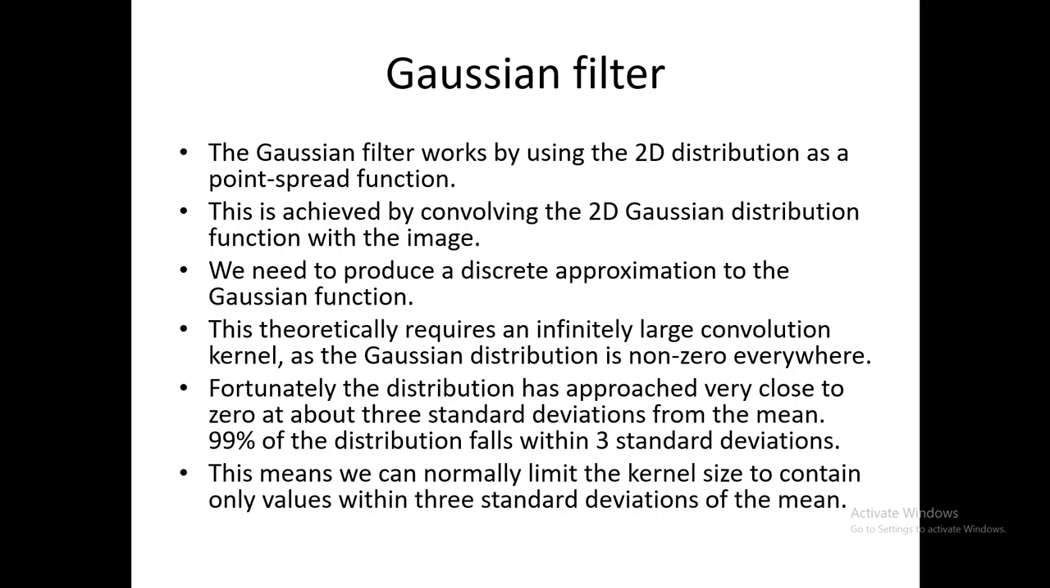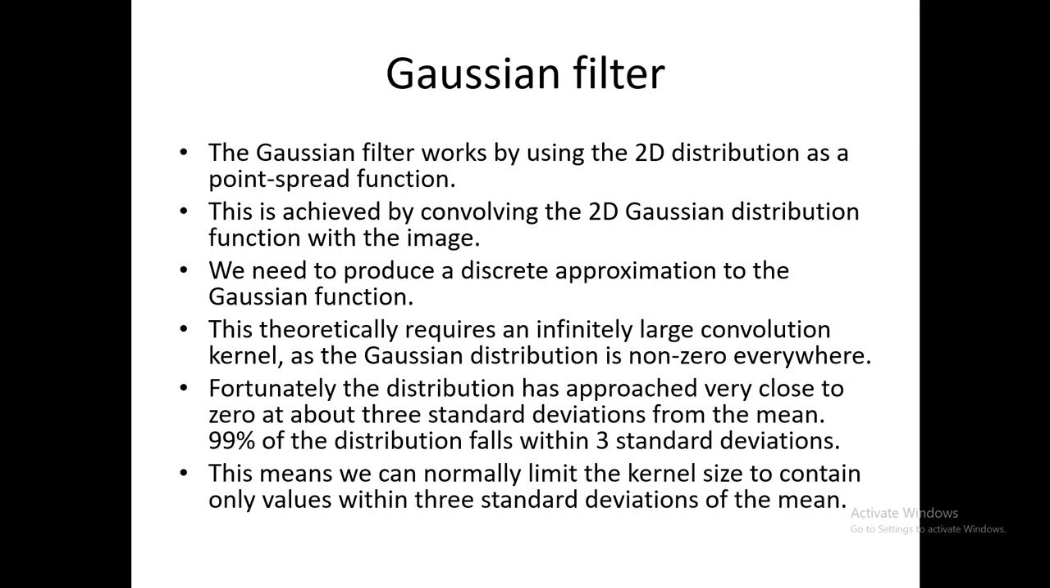And the Gaussian filter works by using the 2D distribution as a point spreading function, and this is achieved by convolving a 2D Gaussian distribution function with an image. So what we do is we need to produce a discrete approximation to the Gaussian function, and this theoretically requires an infinitely large convolution kernel, as the Gaussian distribution is non-zero everywhere.